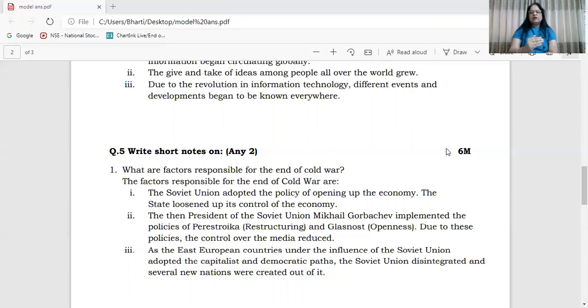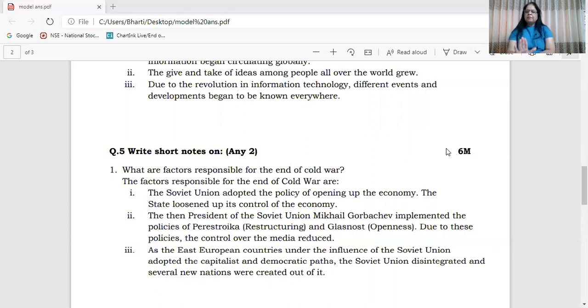Now, the factors which are responsible. First one, the Soviet Union adopted the policy of opening up economy. The state loosened up its control of the economy. Second, the then president of Soviet Union, Mikhail Gorbachev, implemented the policy of perestroika and glasnost. Due to these policies, the control over the media reduced. As the East European countries under the influence of the Soviet Union adopted the capitalist and democratic path, the Soviet Union disintegrated and several new nations were created out of it.